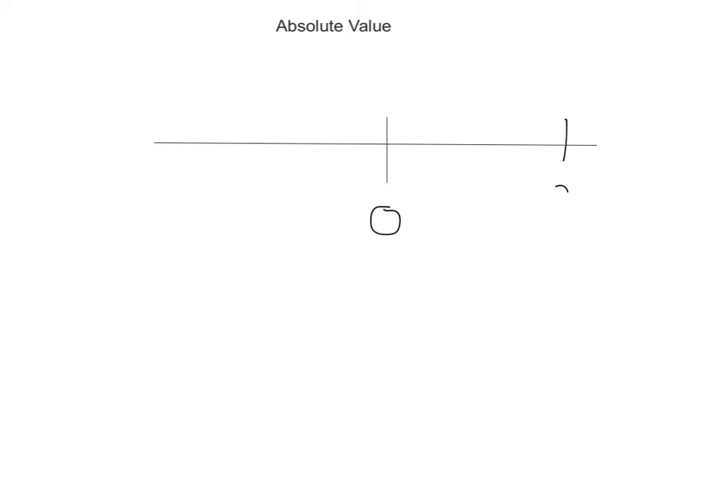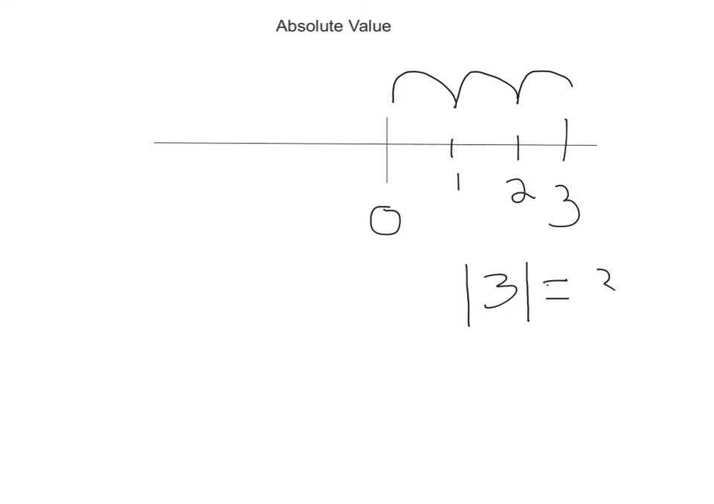Let's say we're looking for the absolute value of 3. Well, in this case, we would count back towards 0: 2, 1, 0. So the distance 3 is from 0 is 3. So using these vertical lines, we indicate we're looking for the absolute value of 3. In this case, it's 3.